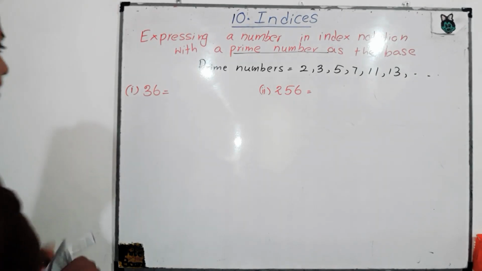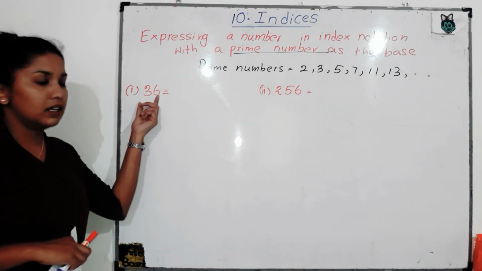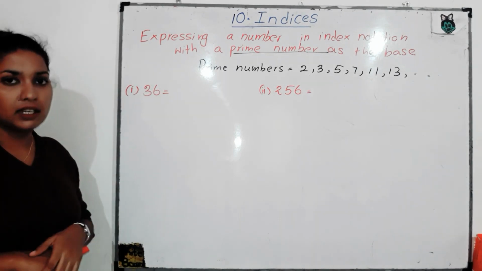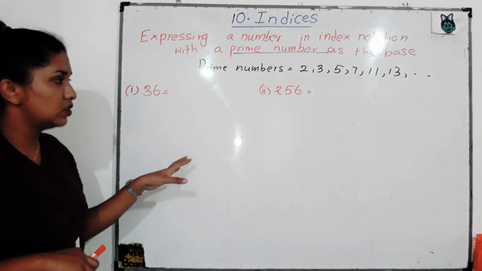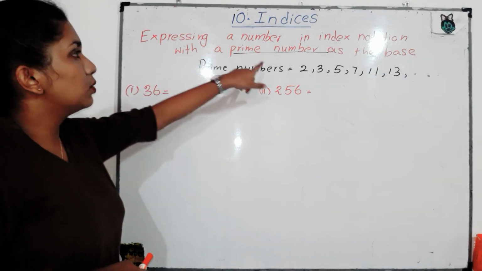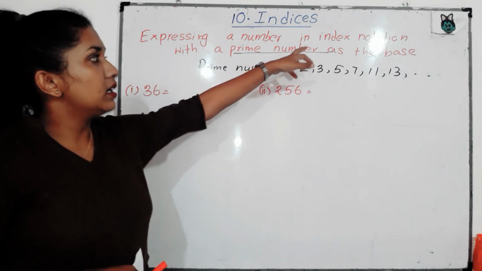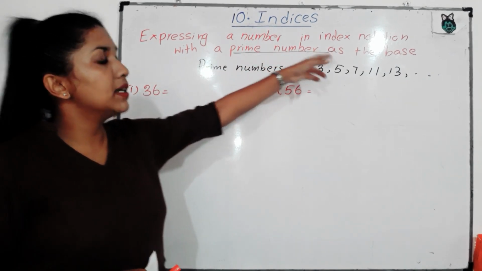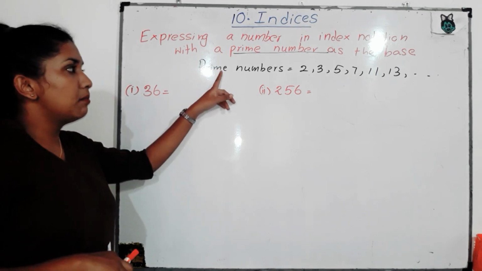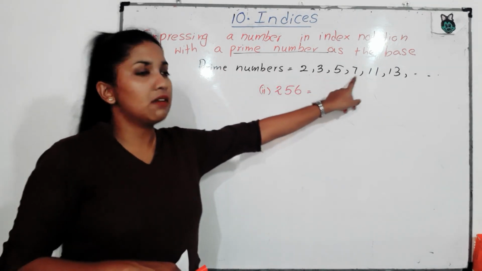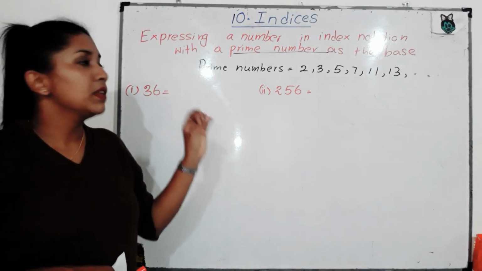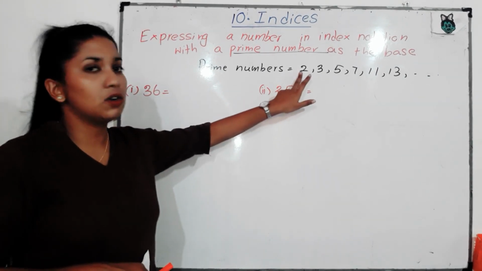And the last thing is, you have been given the number and you have to write it in index notation. We have to write these numbers in index notation with the prime numbers as the base. We can use only the prime numbers as the base. Prime numbers are 2, 3, 5, 7, 11, 13. We have discussed what prime numbers are. Prime numbers are the numbers which consist of only 2 factors.